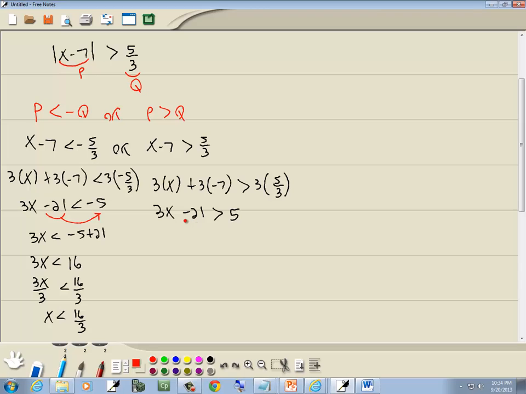Third step, get everything with the x on the left side, numbers on the right, so I'll take negative 21 to the right side. Remember, when you take anything across your inequality, the sign changes, so negative 21 becomes a positive 21. Add numbers at any step. 5 plus 21 is 26. And then last step is divide both sides by the number in front of your x, which is 3. And we get x is greater than 26/3. And there's an or between them.